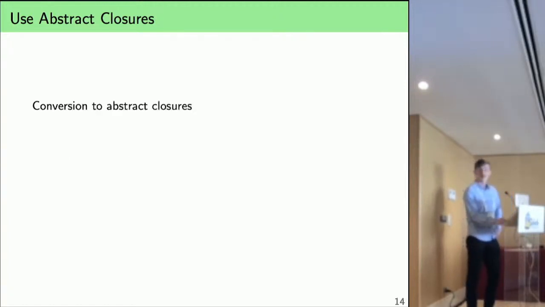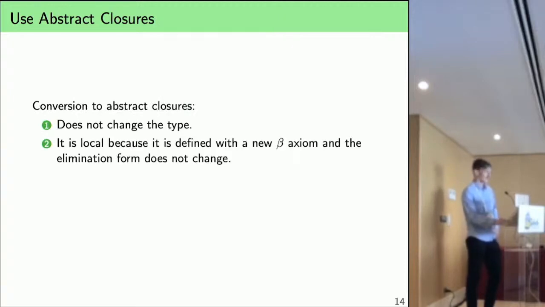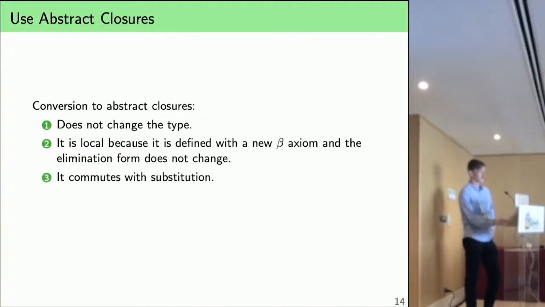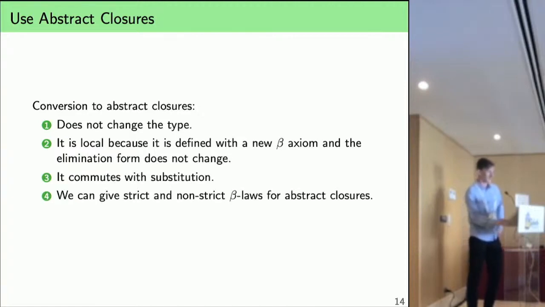So using abstract closures, we don't change the type. It's local, defined with a new beta law, and the elimination form does not change. It commutes with substitution, and it's good for non-strict languages because we can specify laws instead of change the target language.